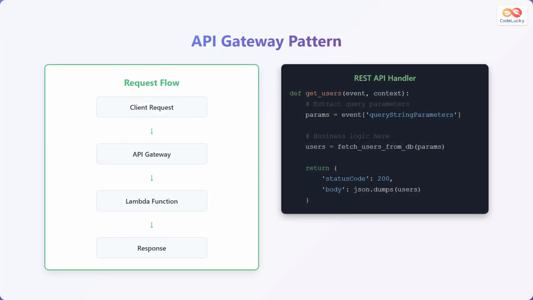Let's take a closer look at the API gateway pattern. The request flow starts with a client request, which is routed through an API gateway. The API gateway then invokes a Lambda function to process the request. Finally, the Lambda function returns a response back to the client. In this example code, we have a REST API handler called getUsers, which extracts query parameters from the event, fetches users from a database, and returns a JSON response.